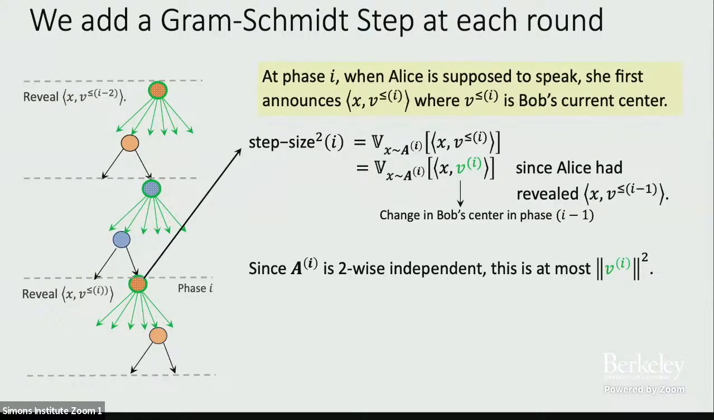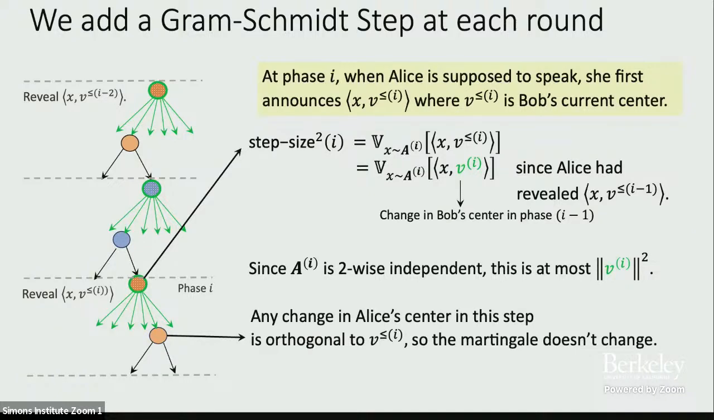Okay, so the point of this step is that you can bound the change in the martingale in this step using two-wise independence. And it turns out that this Gram-Schmidt step has this nice property that the other steps don't contribute anything to the martingale. And this is really why we call this the Gram-Schmidt step. The point is, at this stage, Alice has revealed the inner product with Bob's center. So any further change in her center is going to be orthogonal to Bob's center. So the martingale here is not going to change at all.